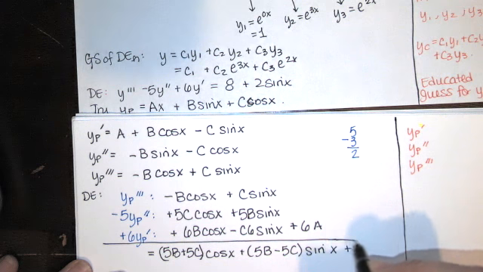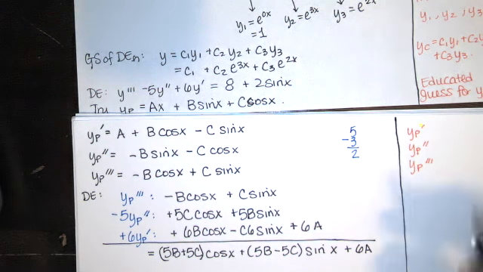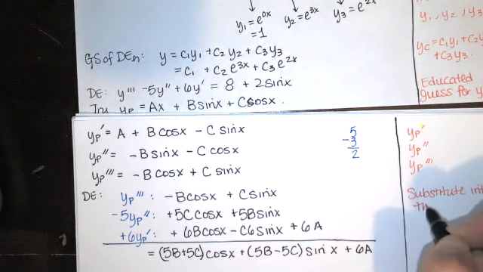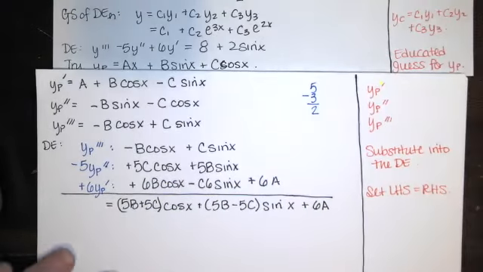And then we're adding 6a to that. So that's the simplified left-hand side after we substitute into the differential equation. And we set the left-hand side equal to the right-hand side. And then we're going to equate the coefficients of like terms.